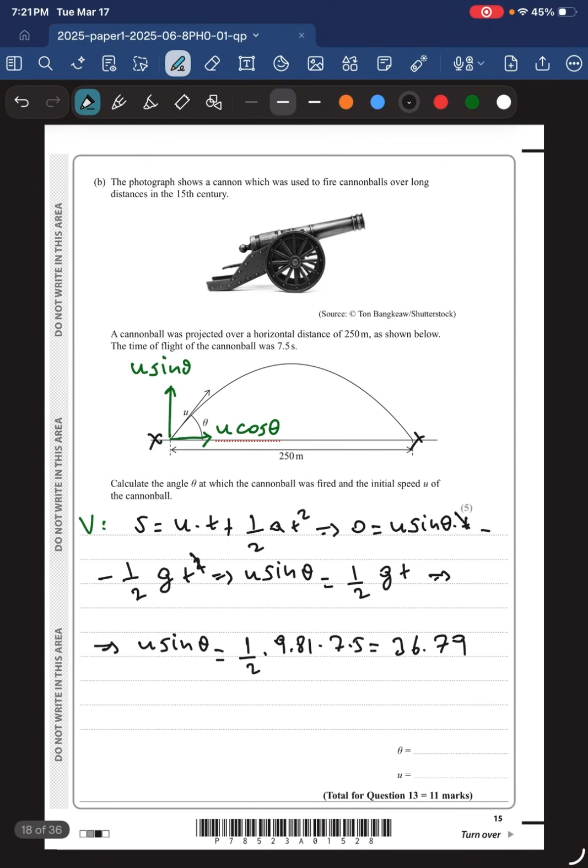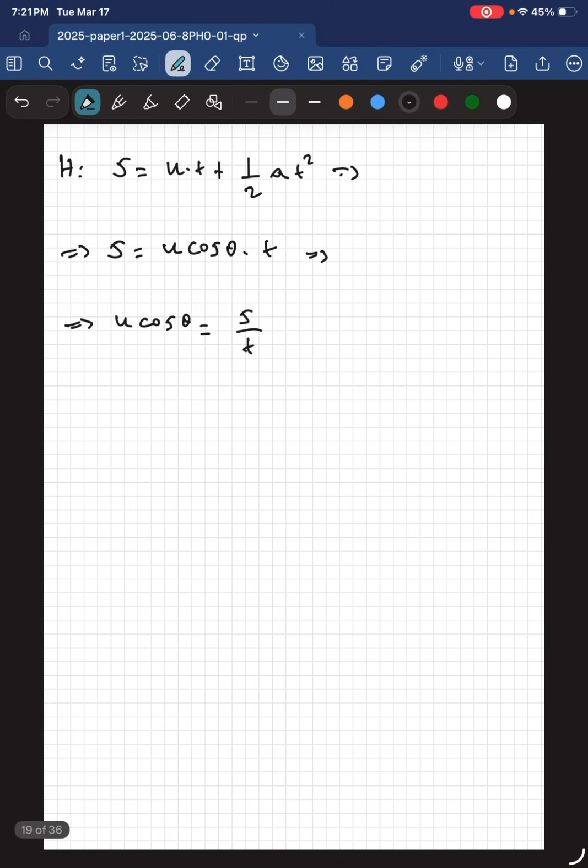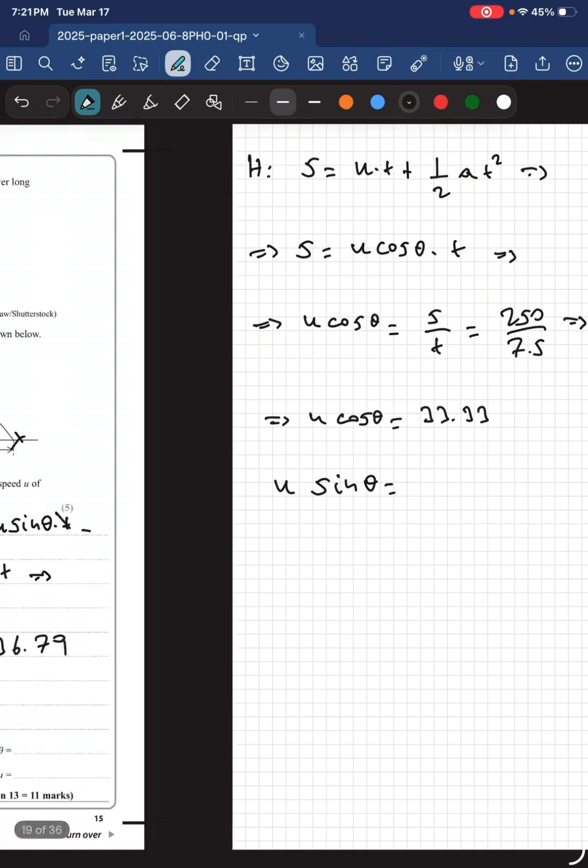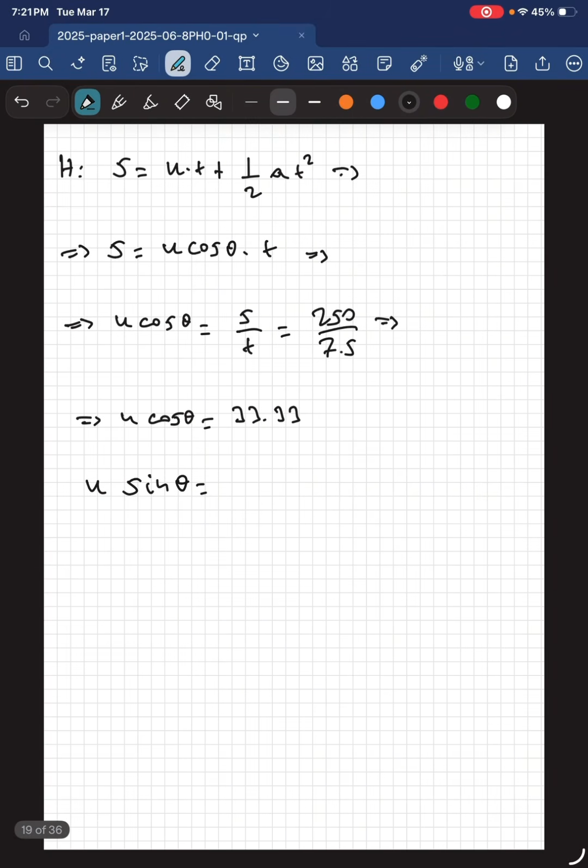What is s? 250 meters, right? So this is equal to 250 over 7.5. Therefore, u cosine theta is 33.33. Okay, so if we write them together, u sine theta is equal to, what was it, 36.79.